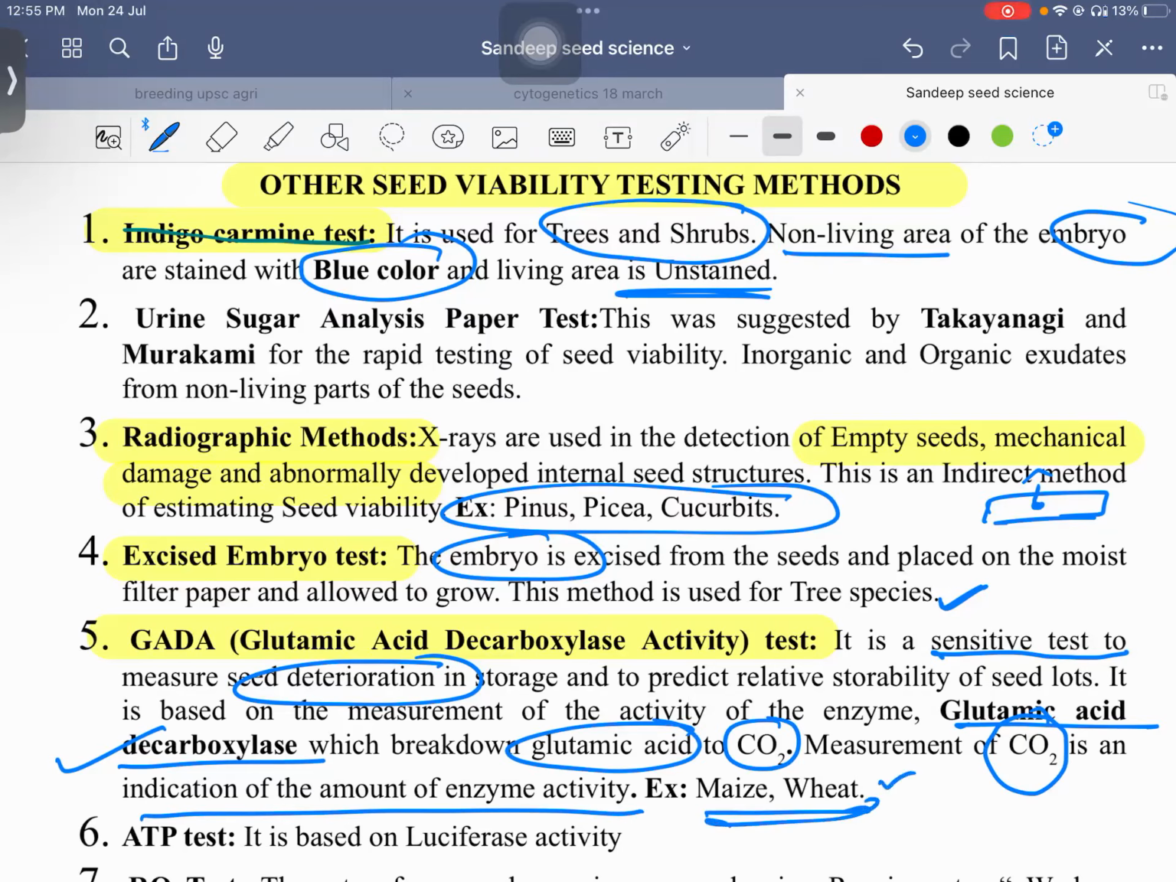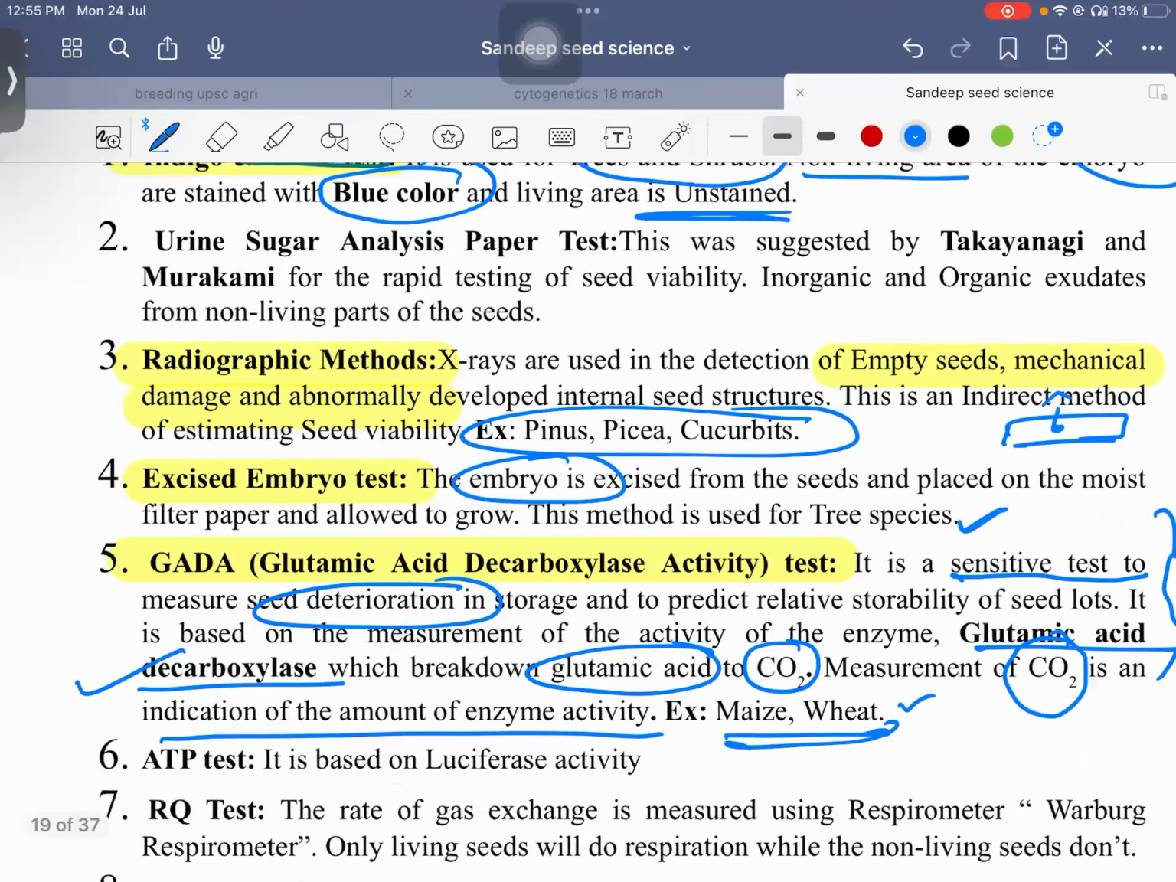I understand how it will happen, where it will happen. Don't go deep into it. Remember this much only. Okay, nobody's going to ask what the GADA test is and how it is done. Remember these things. Okay. And the other important one we can remember is the ATP test. It is based on luciferase activity. It is something like radioactivity will be there. This luciferase.